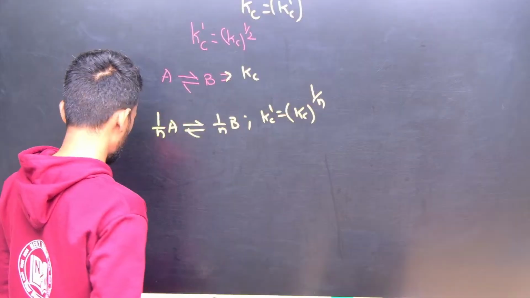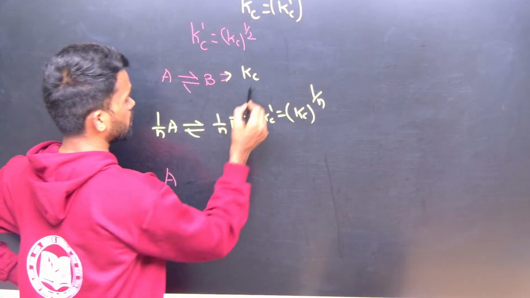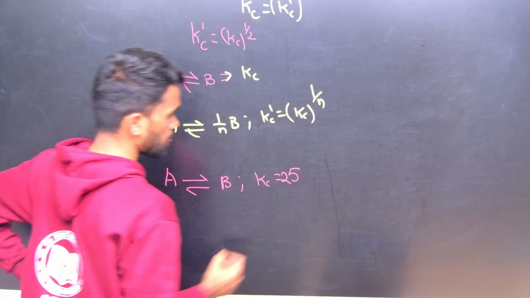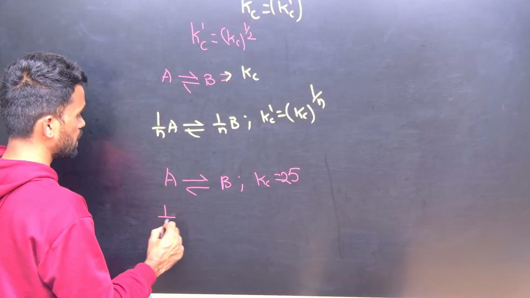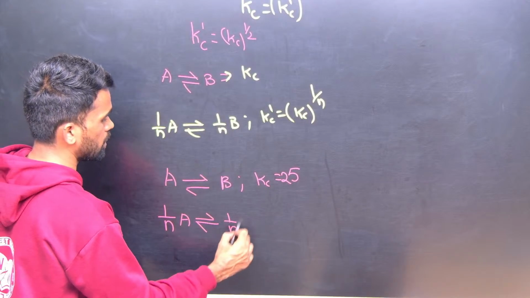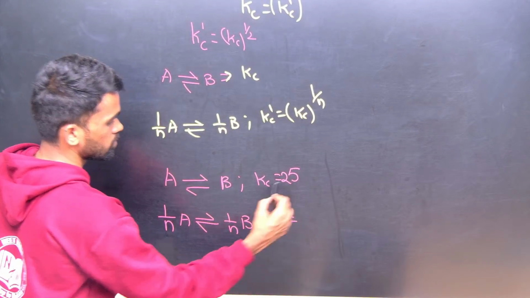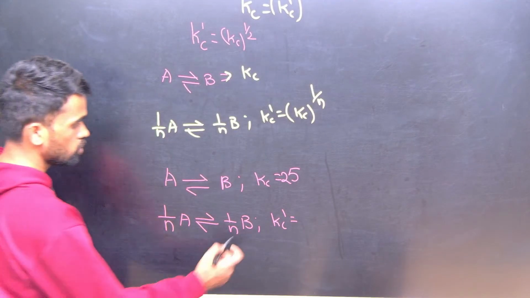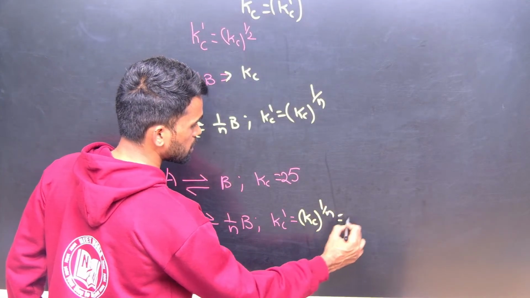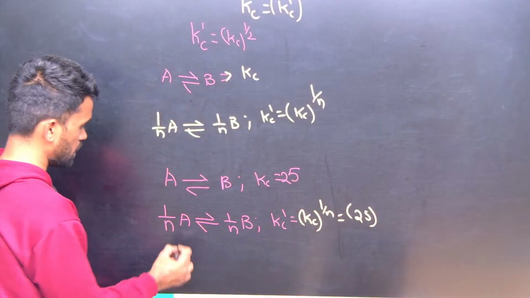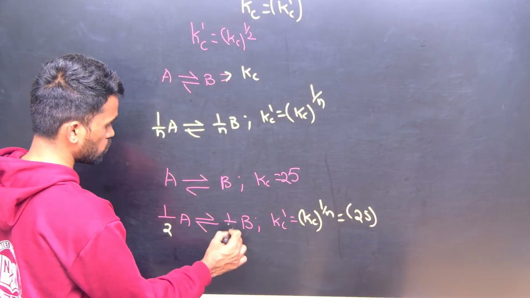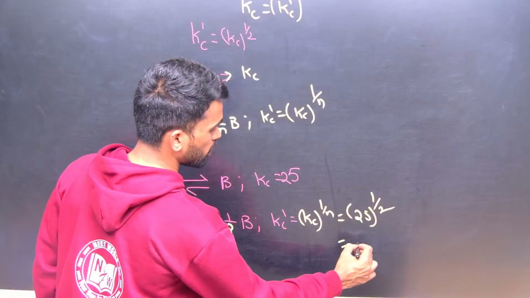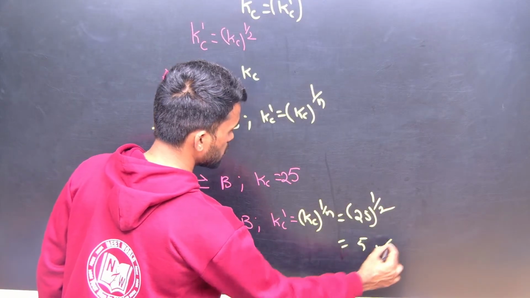Now I will give you one question, tell me. A to B, Kc value is 25. Then if I am dividing this by n, A gives rise to 1 by n B. Now tell me, what is this Kc dash? I am dividing by n. Yeah, so you just take Kc to the power 1 by n, that is nothing but 25 to the power, what is the number I have taken here? I am taking some number 2 here, dividing by 2. What happens? 25 to the power 1 by 2. That is nothing but root 25, which is 5. So this will be the answer for Kc dash.